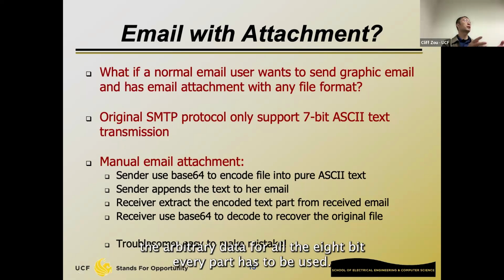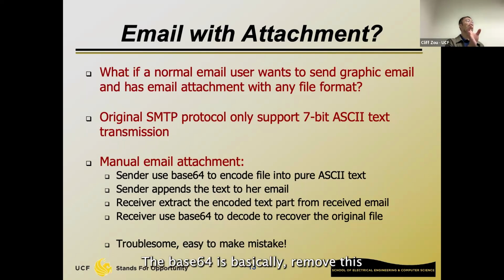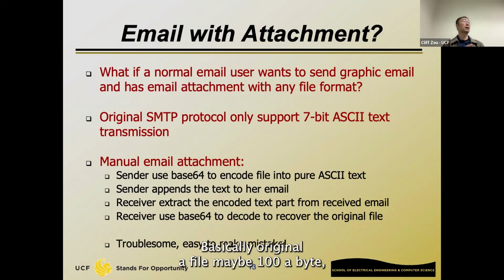In an arbitrary data file, all 8 bits in every byte are used. Base 64 basically removes this most significant bit from every byte and puts it at the end of the file. Basically, the original file may be 100 bytes, but after using base 64, it will become 120 bytes, because the additional 20 bytes come from removing all the most significant bits from every byte and putting them at the end. So that's the base 64 encoding.